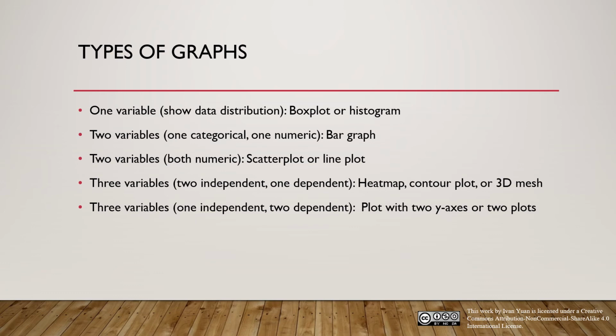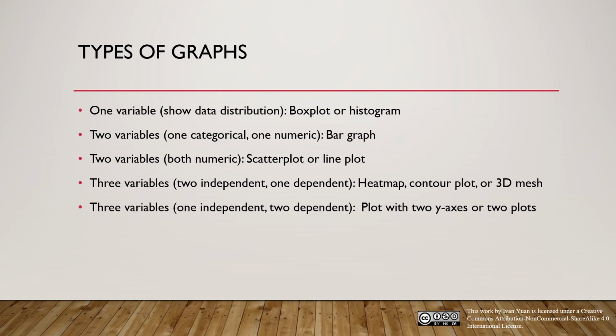If we only have one variable and we want to show the data distribution, for example, the distribution of the scores in a class, we may want to use a box plot or a histogram. If we have two variables, one categorical and one numeric, for example, the categorical variable being the name of the book, and the numeric variable being the number of pages, we might want to use a bar graph. If we have two variables and both of them are numeric, for example, the number of days into an experiment and the temperature, then you may want to use a scatter plot or a line plot.